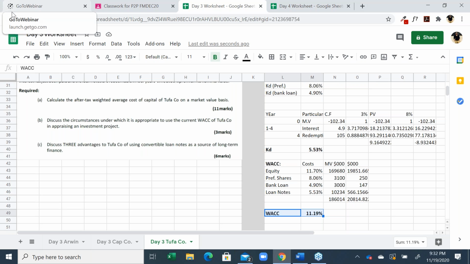Okay, let's move to part B now, and it's a discussion, right? Discuss the circumstances under which it is appropriate to use current WACC of TUFA company in appraising an investment project.